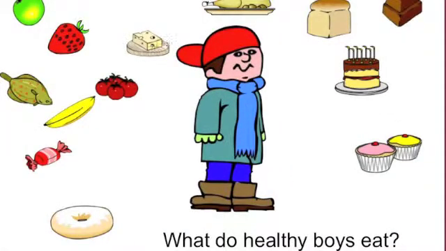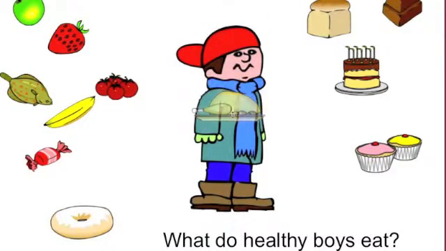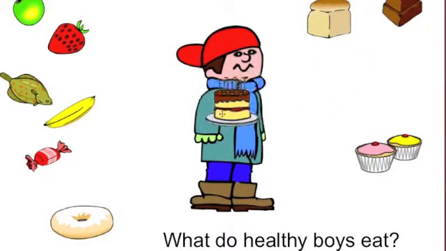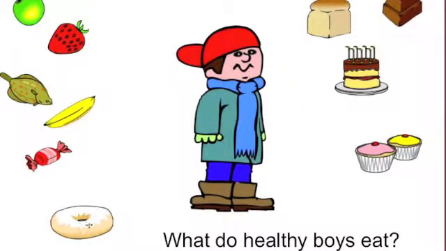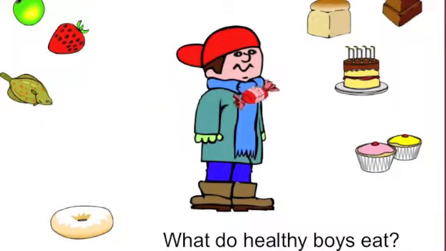A completed activity will look something like this. Those items which are correct are accepted to the image and will disappear behind it, like so. Those items which are incorrect are rejected from the image and will return to their original place on the page. As you can see, healthy boys don't eat sweets.